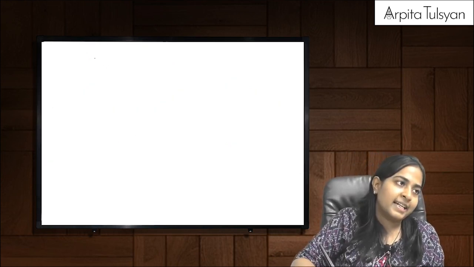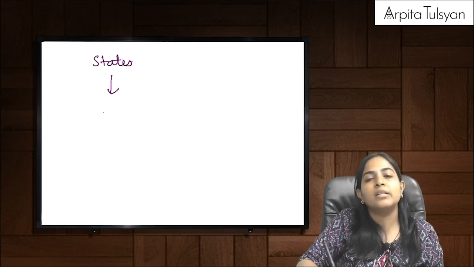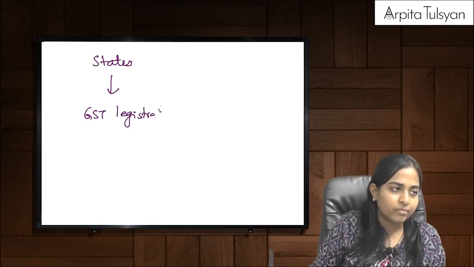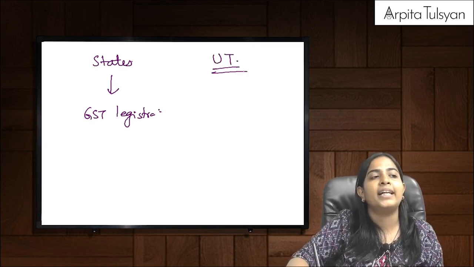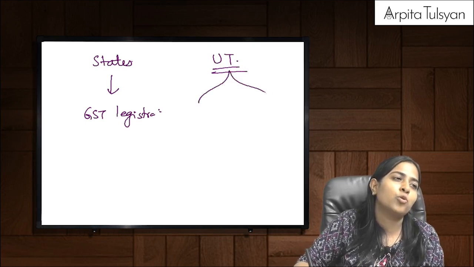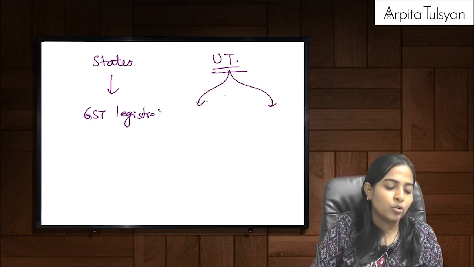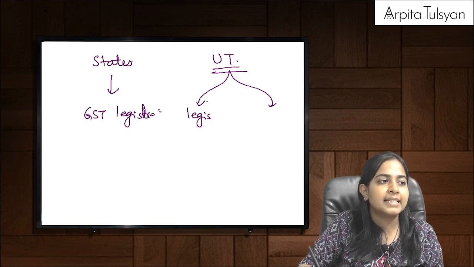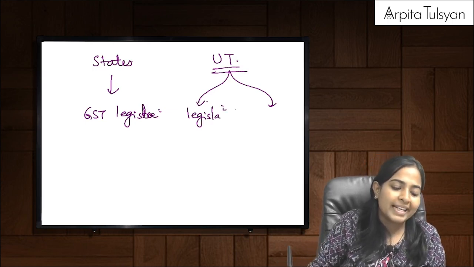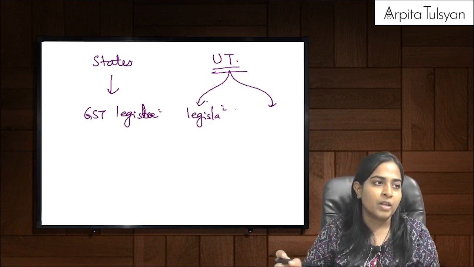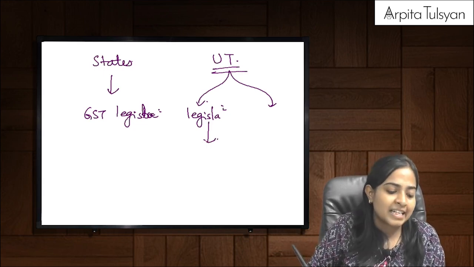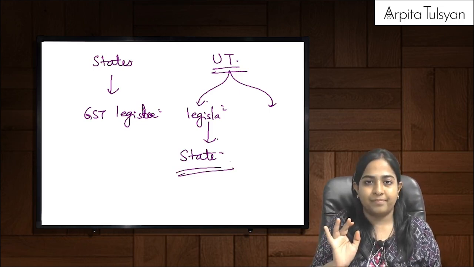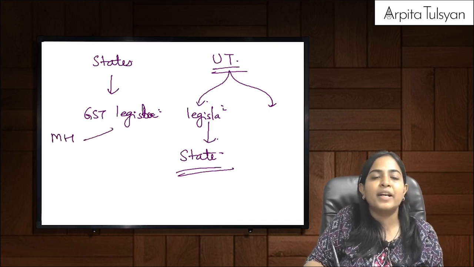So what they did was, they said that states will make their own GST legislations. Example, Maharashtra will make its own GST legislation. Same way, let's give two options to the union territories. The first option given to the union territory is, if you want to make your own legislation with your own legislatures, then such union territories will be treated at par with states because they have made their own. Suppose let's talk about Maharashtra. Maharashtra has made its own GST laws.